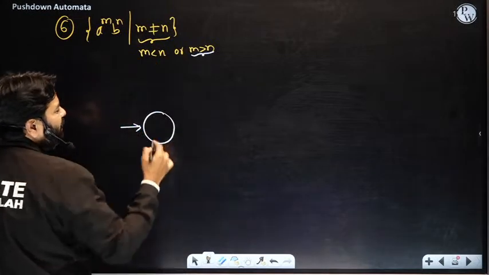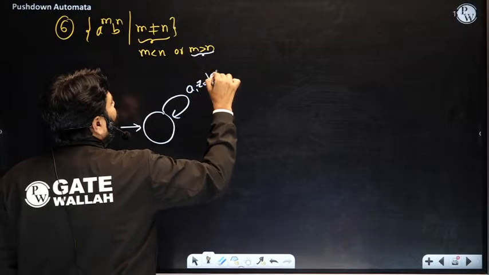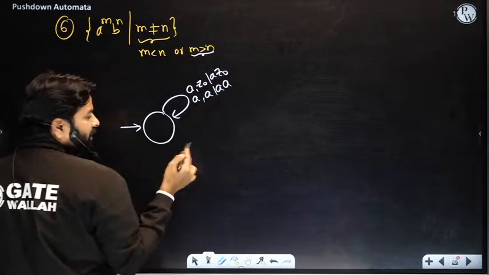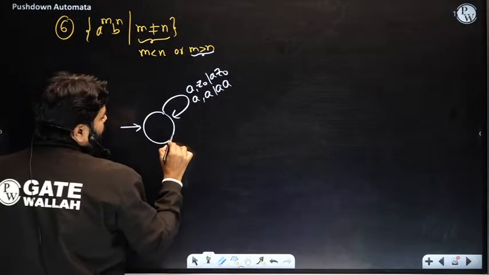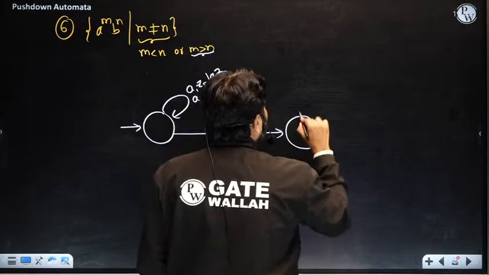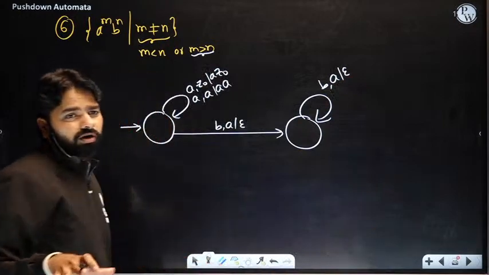State names you need not keep, not required. Z naught, more a's, right? So do it as you do for a power n b power n. Now when b comes, pop one a, every b pops one a. This logic is the same for all the problems that we are doing so far.